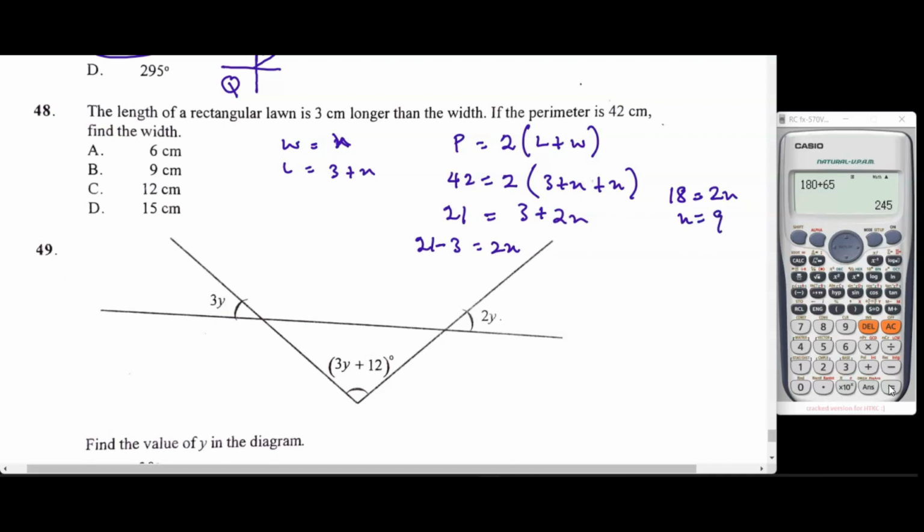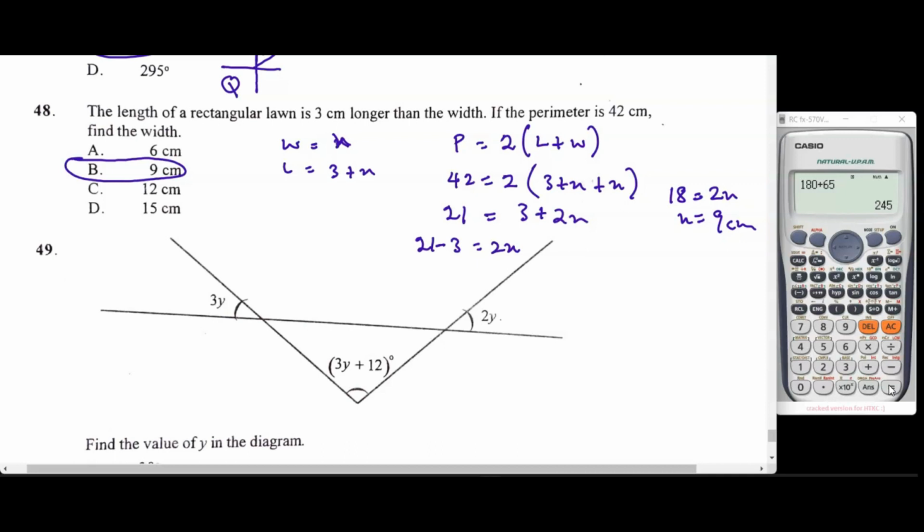X will be equal to 9 centimeters. So automatically the width is 9 centimeters.